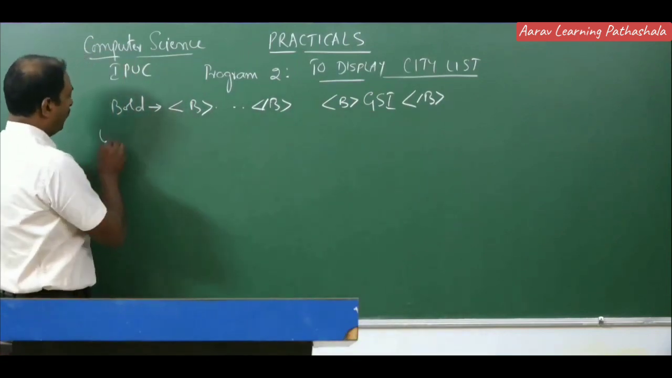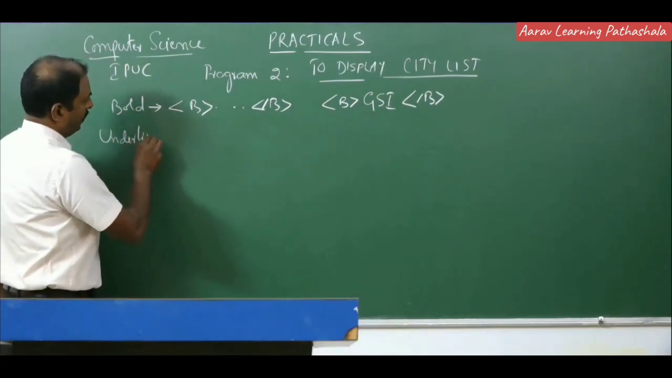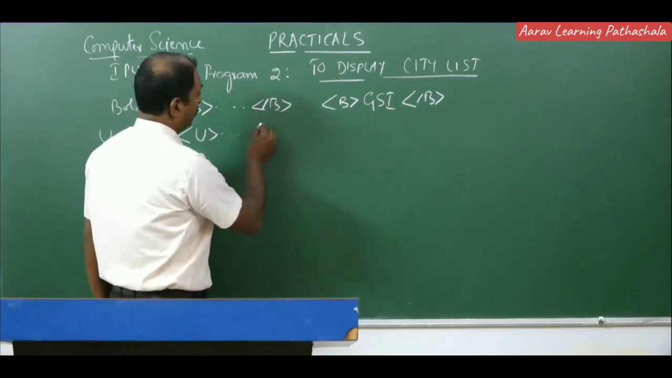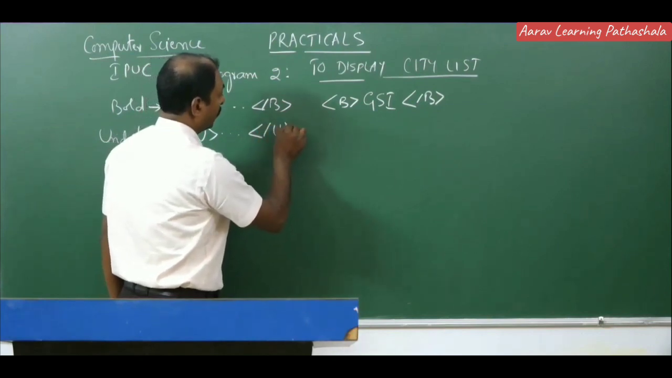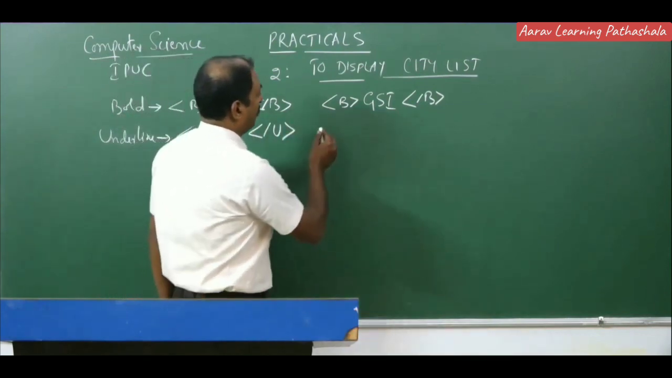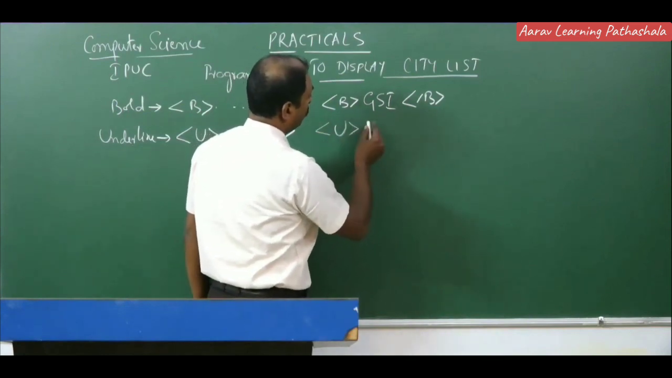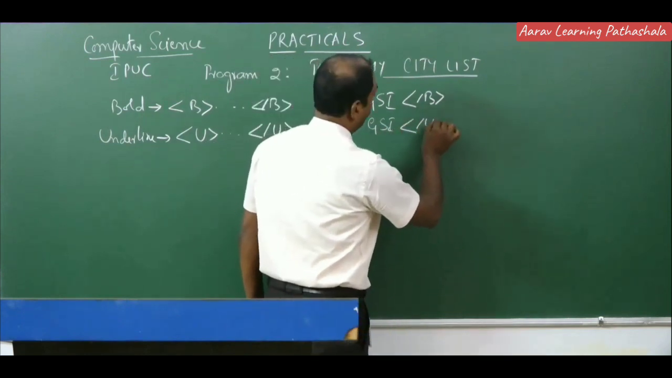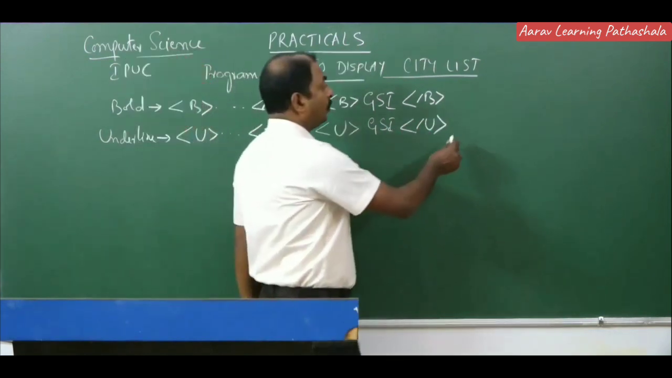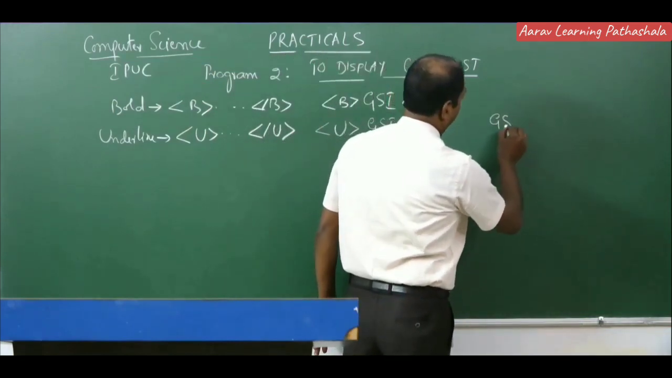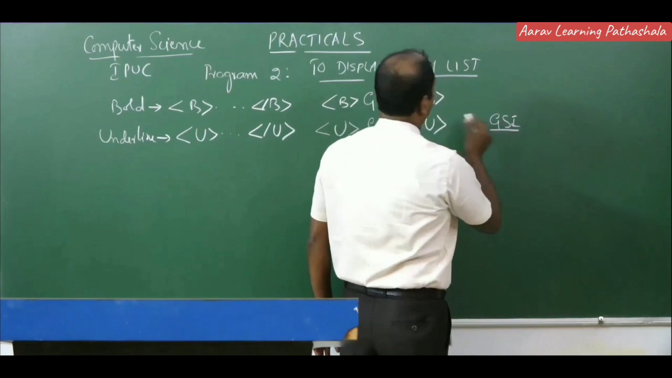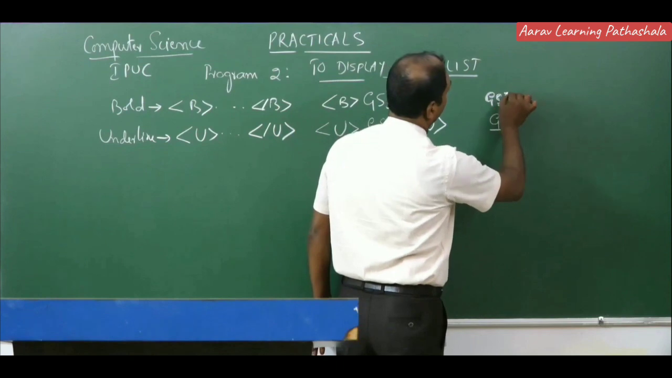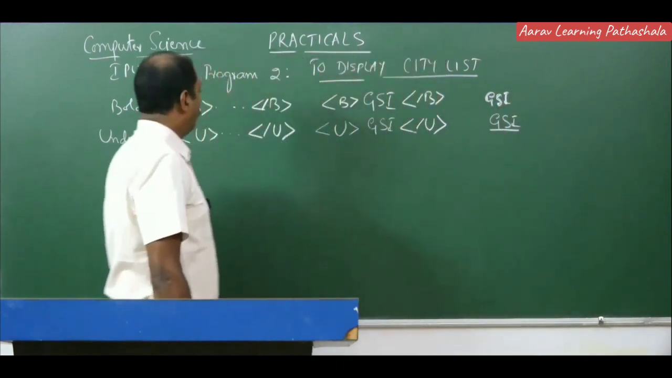Similarly, we have underline. To underline a content, we have the U tag here. Again, it has to be closed. For example, if I write here U GSI and we close this with /, the output will be GSI and it will be underlined. And for bold, the content GSI will appear bold in the web browser window.